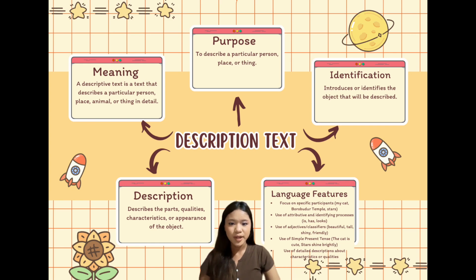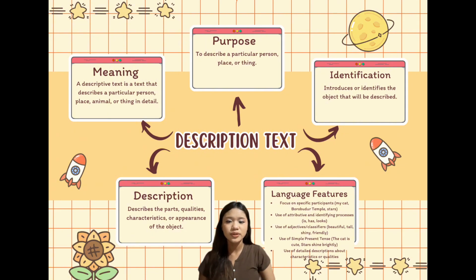Lastly, I will explain about descriptive text. As shown in the mind map, descriptive text is a text that describes a particular person, place, animal, or thing in detail. The purpose of descriptive text is to describe a particular person, place, or thing. Descriptive text has two generic structures.